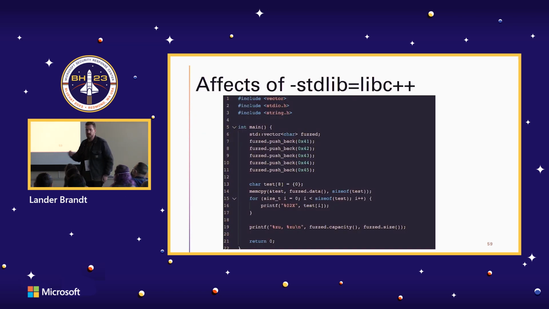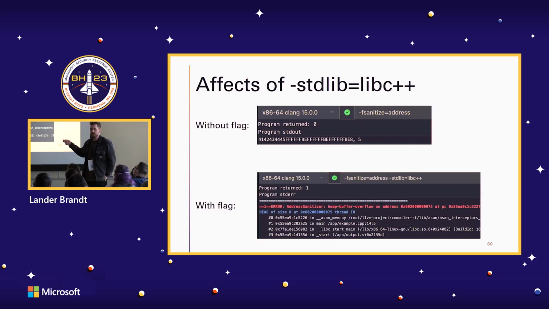It does actually have a side effect though of changing layout for certain things, but here's that same example I showed earlier where I have a small vector with some data allocated in it, copy it to a fixed size 8-byte test buffer, and I'll run it, and we'll see that without this flag that I was just describing, it doesn't crash. I would have missed an out of bounds read here if I didn't give it the standard library equals libc++. With the flag, it actually has a proper heap overflow. I'm reading out of bounds, all's good.